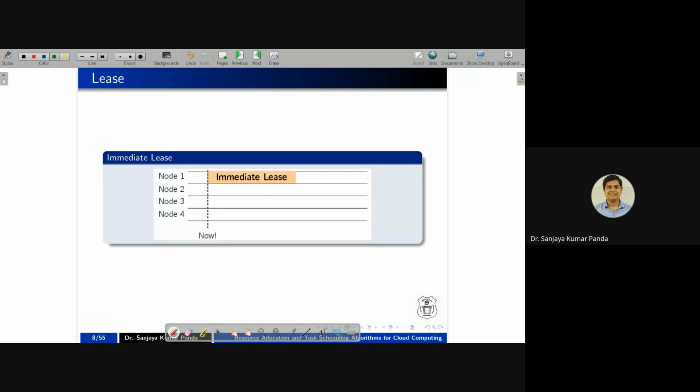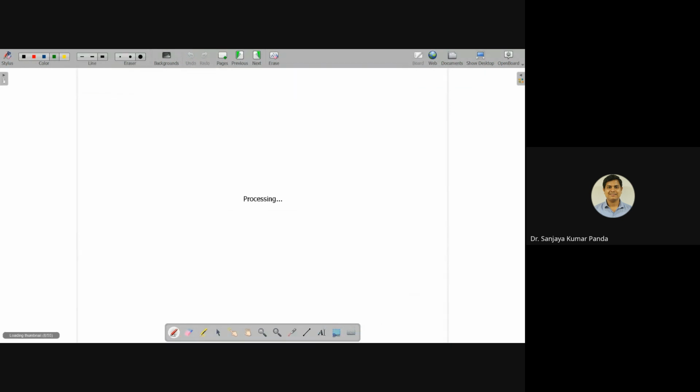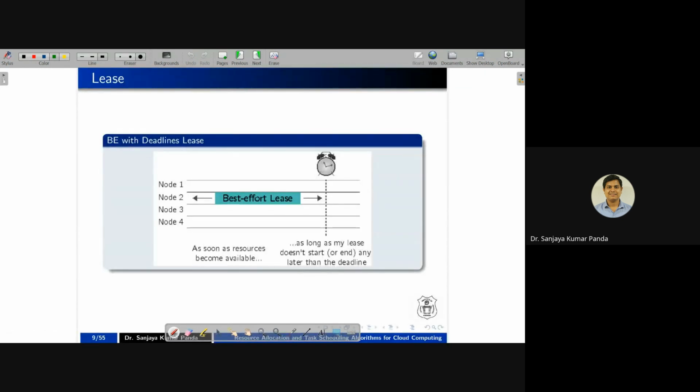So in order to avoid this, on both sides, the best effort lease side or the immediate side, there is another lease which is developed, called the best effort with deadline lease, or sometimes it is called a deadline sensitive lease. So we will submit in best effort mode, but we will put a deadline. For example, now the time is let's say 3 p.m.